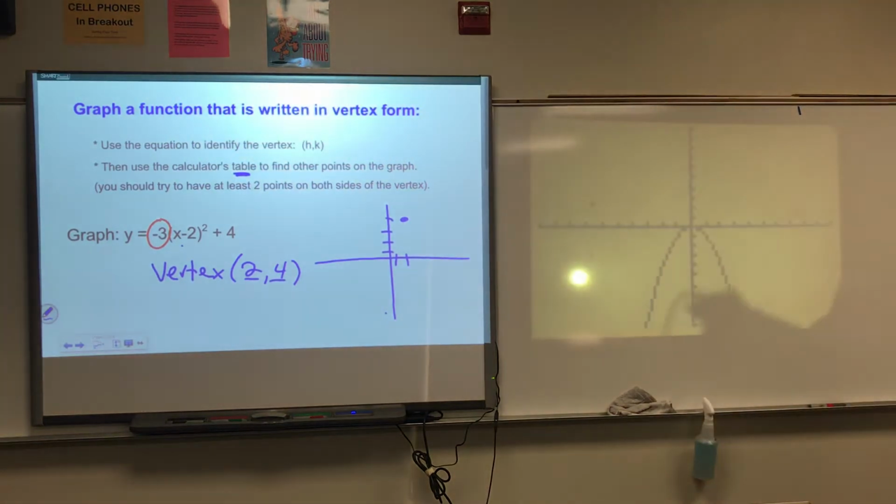So if I grab my calculator, and I go to type in this equation, negative 3, parenthesis x minus 2 squared plus 4, and I hit the graph of it. And I can see its graph right there.